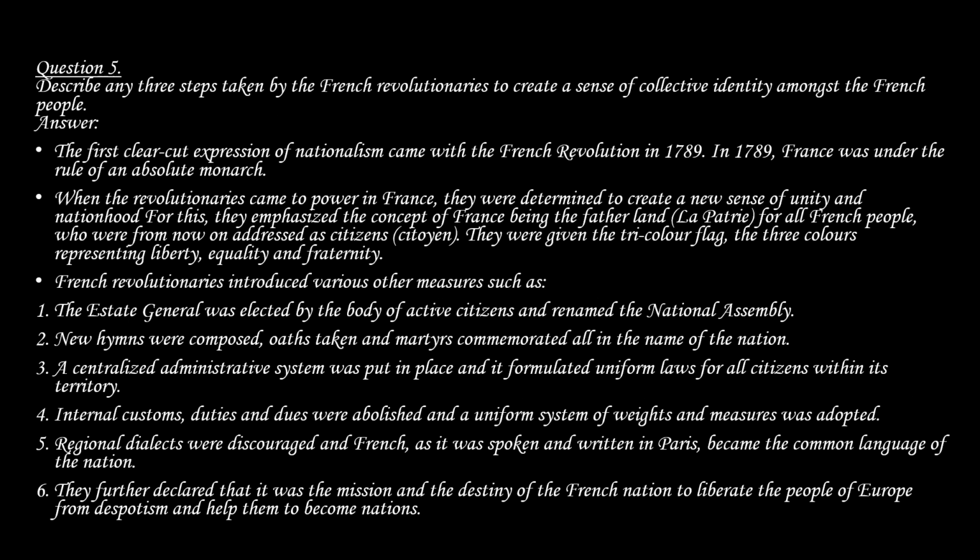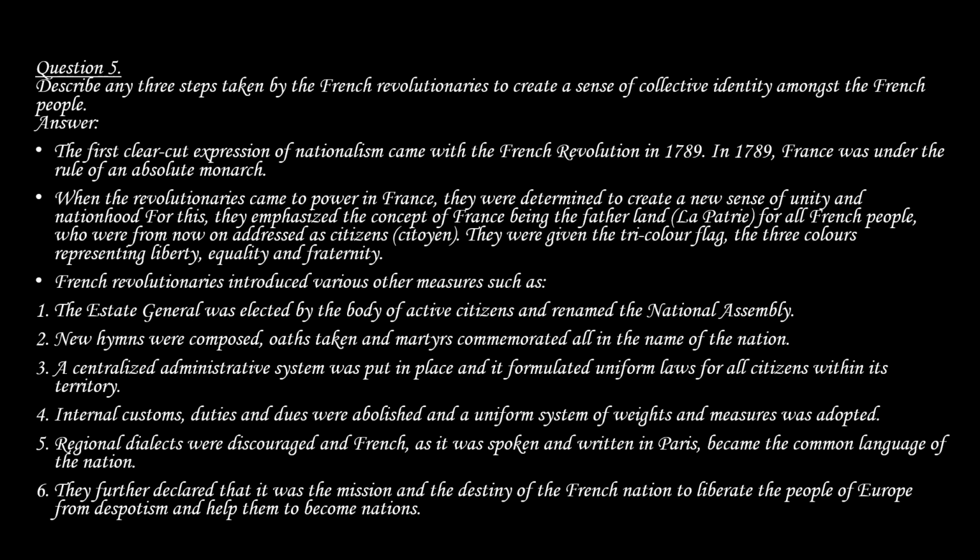Next question is, describe any three steps taken by the French revolutionaries to create a sense of collective identity amongst the French people. Answer is, the first clear-cut expression of nationalism came with the French Revolution in 1789. In 1789, France was under the rule of an absolute monarch. When the revolutionaries came to power in France, they were determined to create a new sense of unity and nationhood. For this, they emphasized the concept of France being the fatherland.